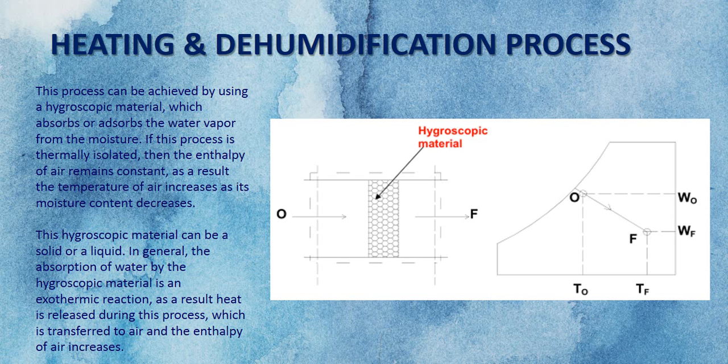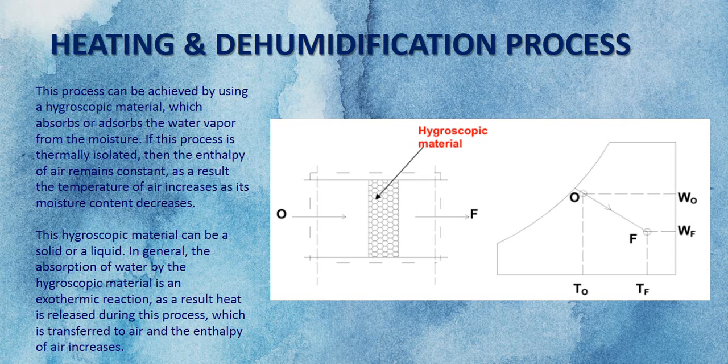How is this accomplished? So this process can be achieved by using a hygroscopic material that you could see here, which absorbs or adsorbs the water vapor from the moisture. If this process is thermally isolated, then the enthalpy of air remains constant. As a result, the temperature of the air increases as its moisture content decreases. This hygroscopic material can be either a solid or a liquid. And in general, in the process of absorption or adsorption of water by this hygroscopic material, it is liberating heat because the process is exothermic. So this is the heat that will heat up your air.